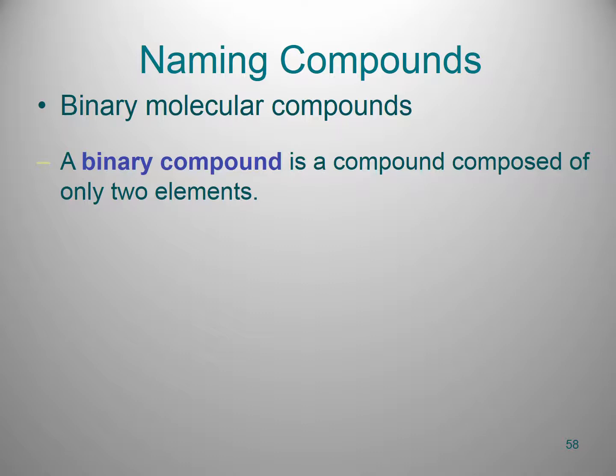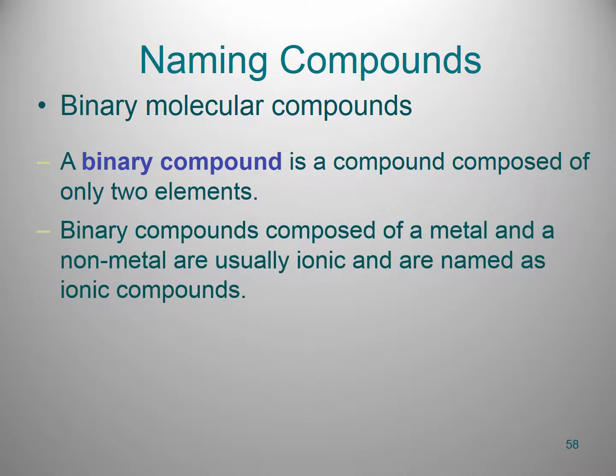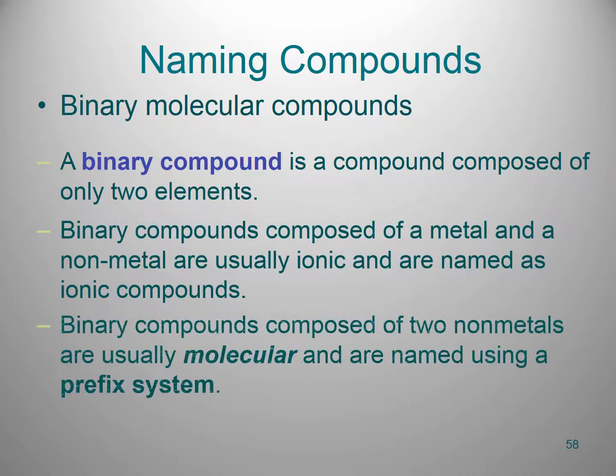All right, anyway, a binary molecular compound is just a compound that has 2 elements, 2 types of elements. So as we've been looking at already, binary compounds that have a metal and a nonmetal are ionic and named, like we've just been doing, as ionic compounds. However, if a binary compound is composed of 2 nonmetals, these are molecular in structure and are named using a different system called the prefix system.